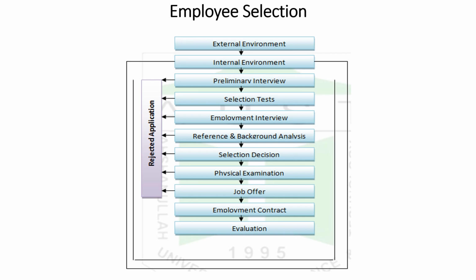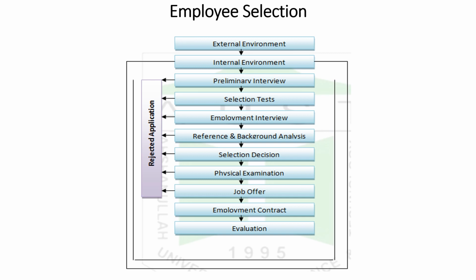Now the first step in the selection process is the preliminary interview. Preliminary interview means you have the resumes of the candidates with you, but many times some information is missing in the resume. So the objective of the preliminary interview is to find out more detailed information about the candidates, which is not mentioned or is missed in the resume. This is the main purpose of the preliminary interview.